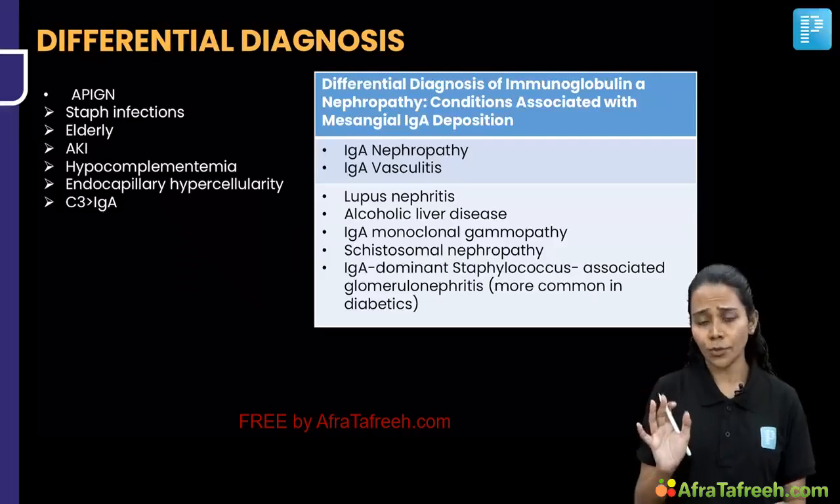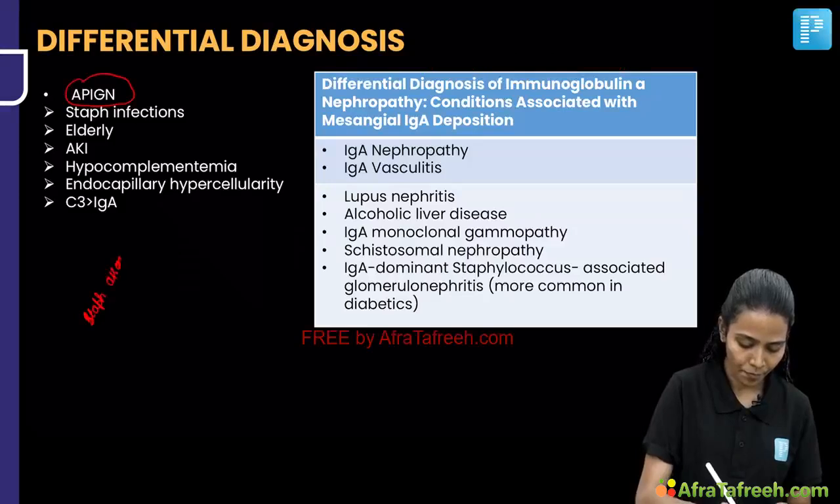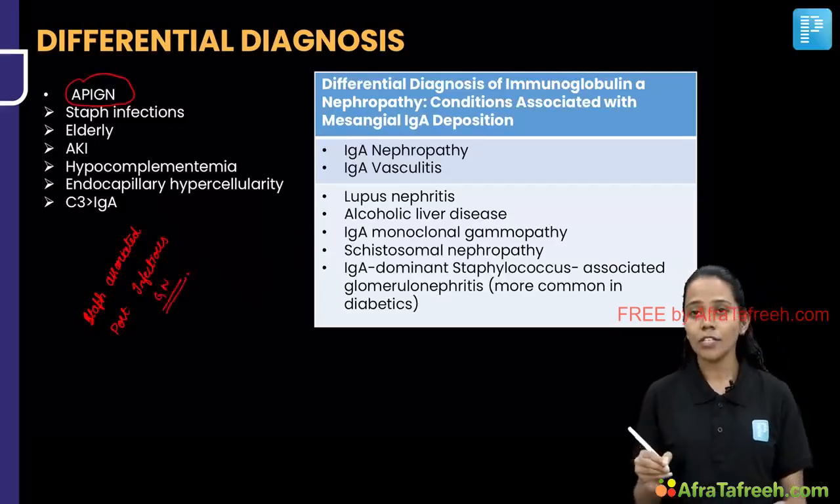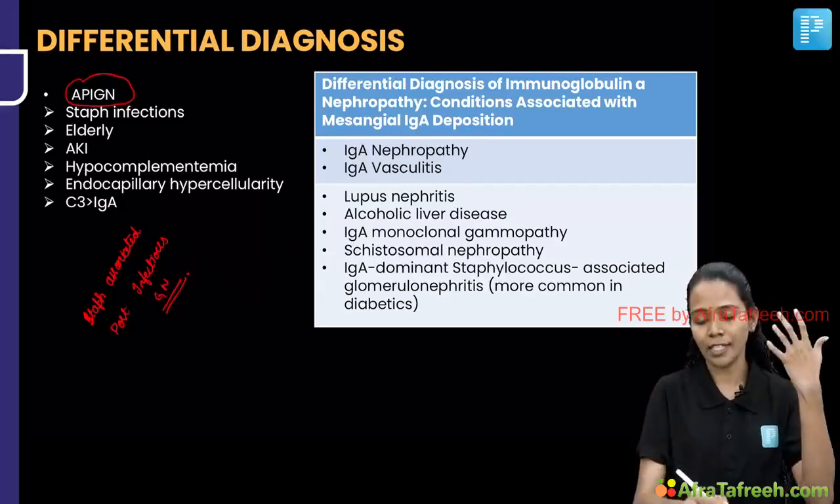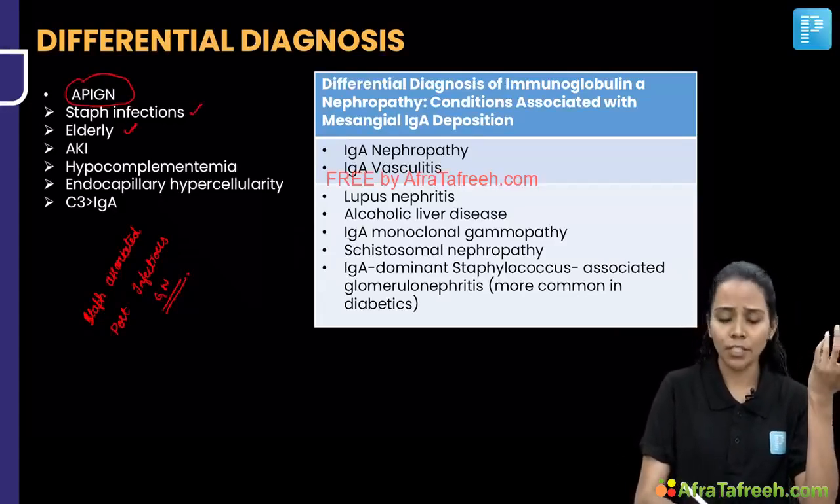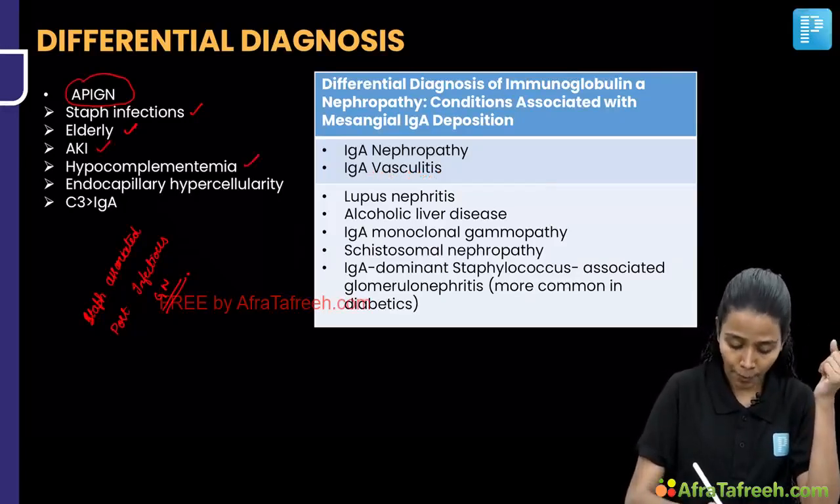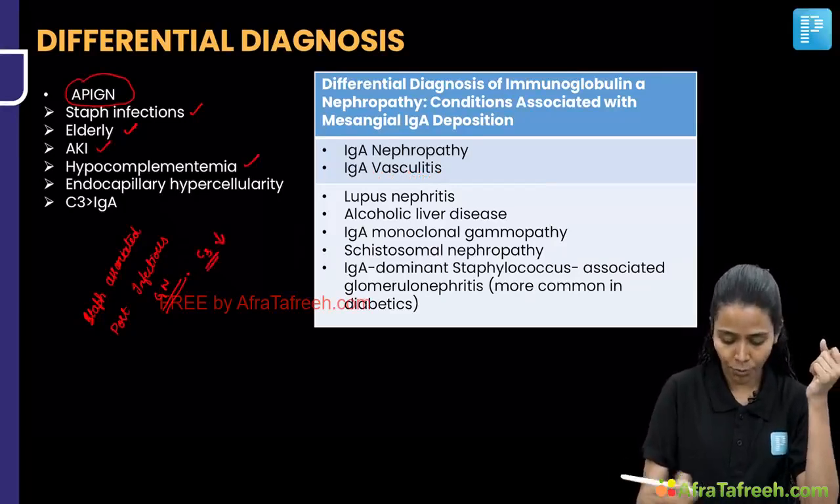Now, differential diagnosis. The most important differential diagnosis is staph associated post-infectious glomerulonephritis. Okay. So in this, what happens is it's mostly seen in elderly immunosuppressed patients who develop some staphylococcal infections. The patient is going to present with AKI and hypercomplementemia because this is infection. The complement pathway gets activated. C3 is going to be reduced.